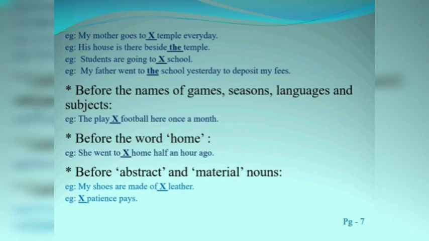Next rule, tenth. Before abstract and material nouns, we don't use any article. For example, my shoes are made of leather. Leather is a material noun, therefore no article. Next sentence, dash patience pays. The word here, patience, is an abstract noun, therefore we can't use here a and the before it.